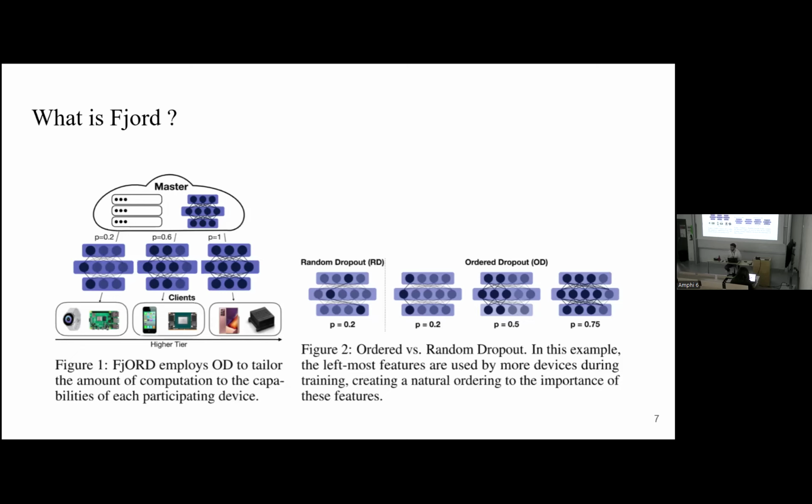Let's say these are the hidden layers in a neural network. So in ordered dropout, you have this natural order of importance. The leftmost neurons, for example, here have higher importance. So they always have high priority to be selected when the dropout happens. So naturally, when you do ordered dropout many times during training, the leftmost neurons, the most important ones, are trained the most because they're always selected.